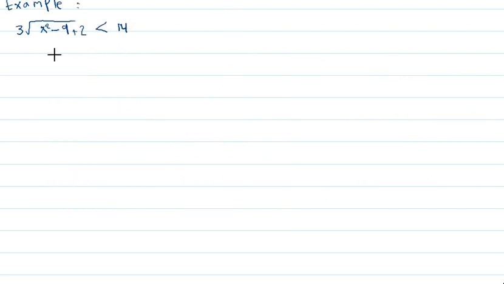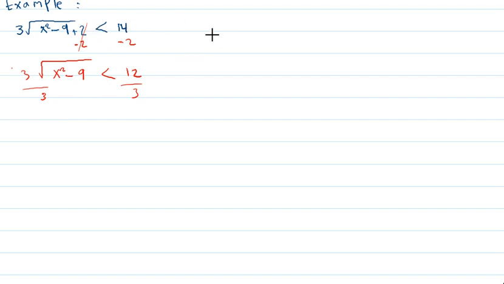Let's see more examples. For this example, it's 3 multiplied by the square root of x squared minus 9, plus 2, less than 14. First, we need to get rid of the 2 in order to isolate only the radical expression on the left side. So minus 2 and minus 2 means 3 square root of x squared minus 9 is less than 12. Here, divide over 3.